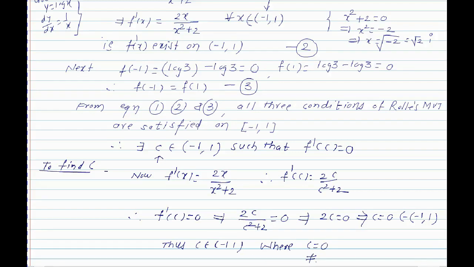So in this way Rolle's mean value theorem is verified for the point c. That is, this is a point in open interval minus 1 to 1 for which derivative is 0.